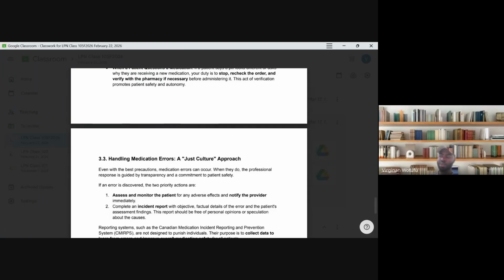And after that, what do you do? You write an incident report, you complete the incident report. The incident report should contain the details of the error and the patient's assessment findings, whether everything was okay after administration or the patient was deteriorating. You include all that in the report. This will help improve safety in medication and practice for other upcoming nurses. Okay.